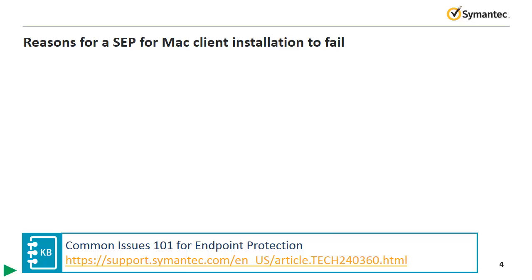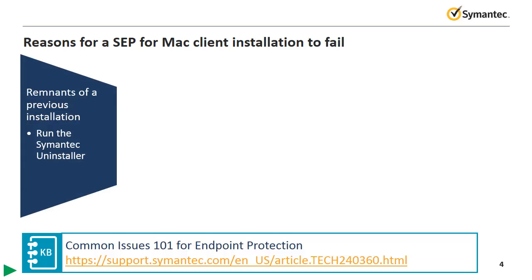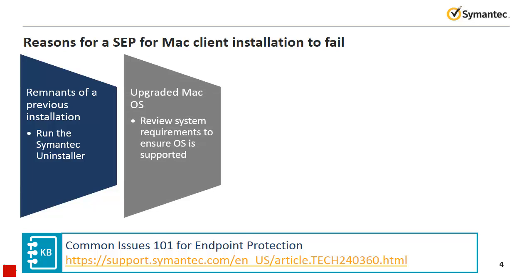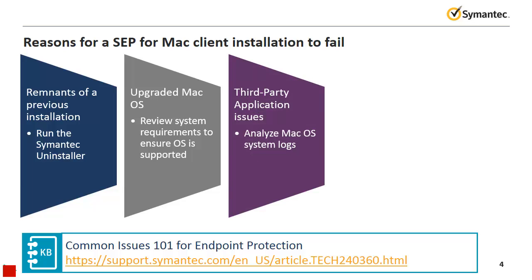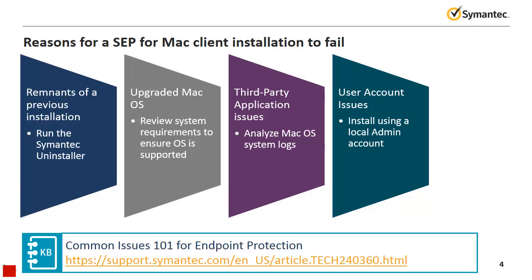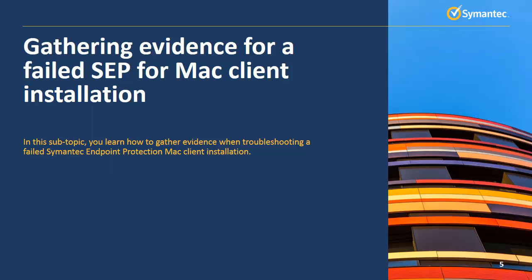There are many reasons that a SEP for Mac client installation can fail, but I've listed some of the common use cases. There may be remnants of a previous installation that requires you to run the Symantec uninstaller utility to resolve the issue. If the installation is failing due to an upgraded operating system, you may need to review the system requirements. With third-party application issues, the best course of action is to review the macOS system logs. You can resolve user account issues using a local admin account. For more information on these topics and more, see the KB listed on the screen.